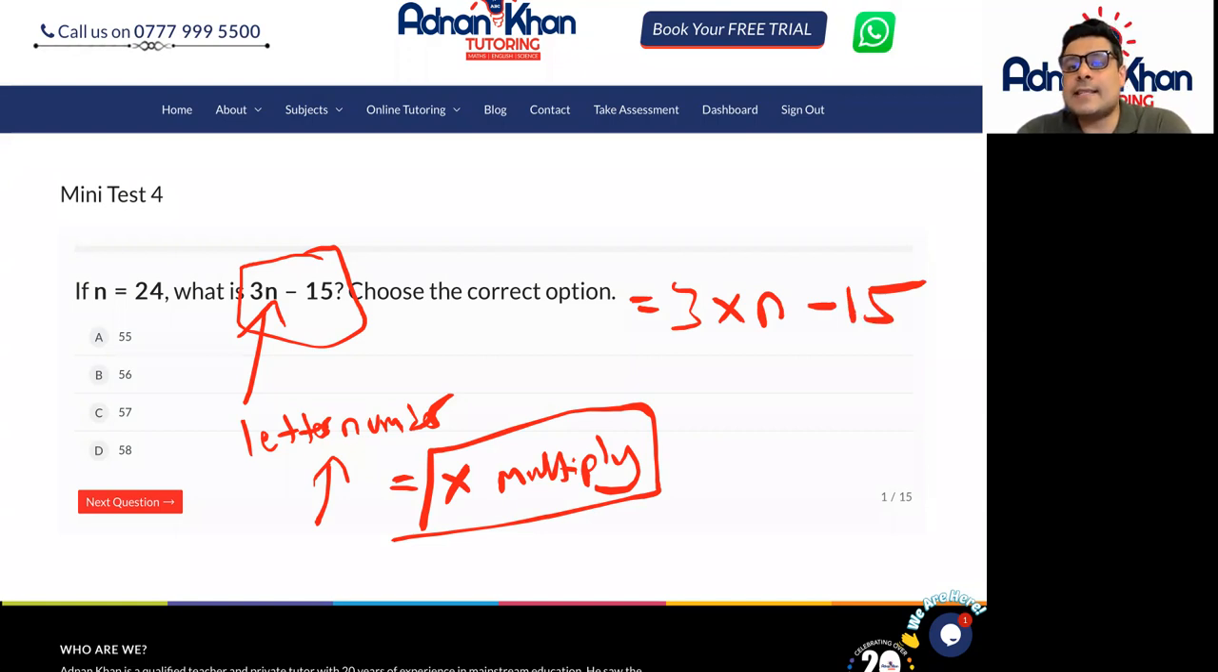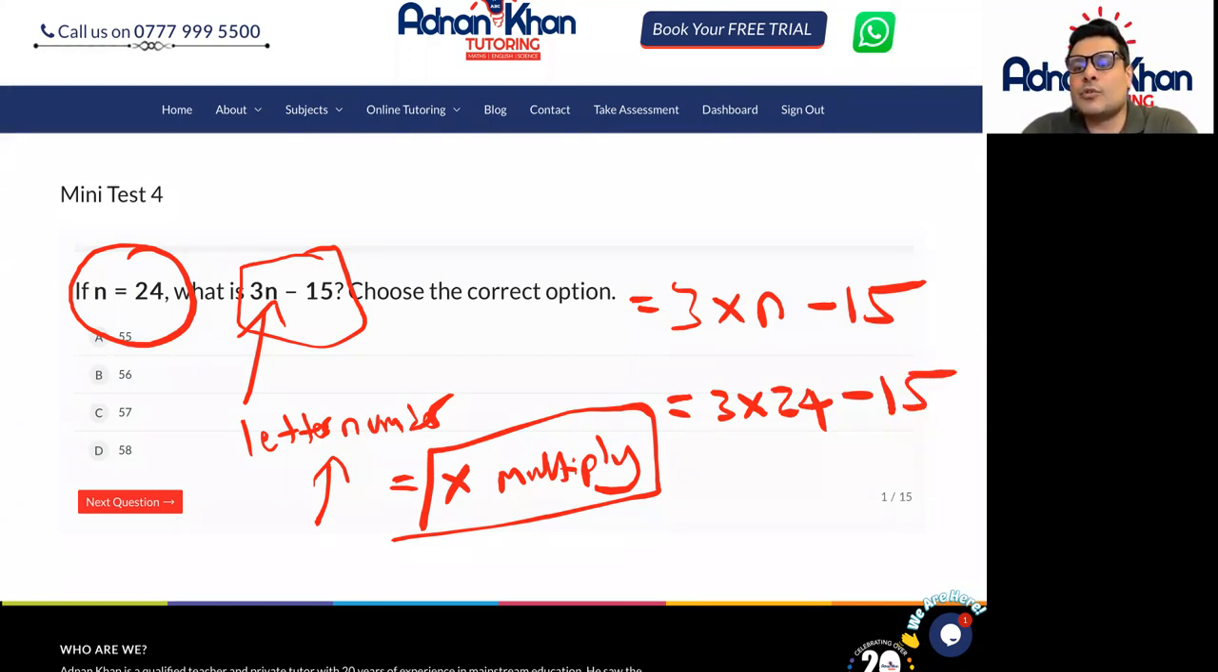Now, what does n stand for? n stands for 24. So it will say 3 multiplied by 24 minus 15. So let's work out 24 times 3 minus 15.